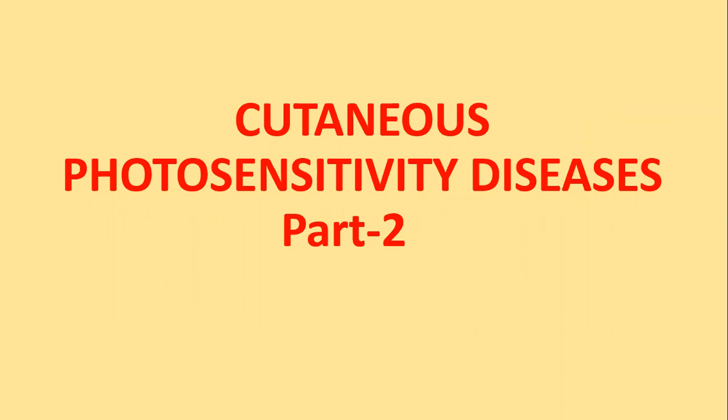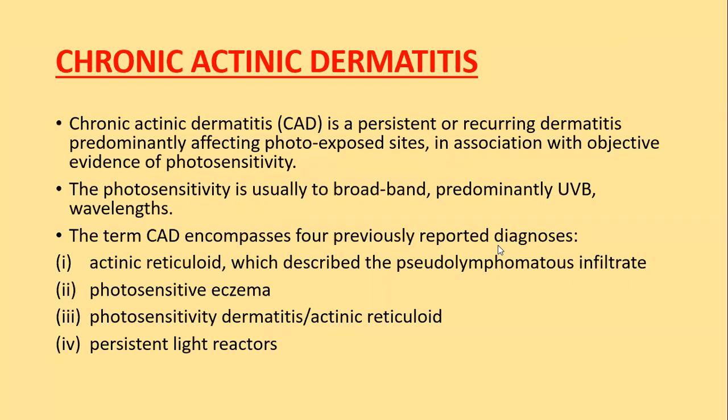Today is part 2 of my lecture on cutaneous photosensitivity diseases. In the last lecture, I discussed three important primary photosensitive diseases, that is polymorphic light eruption, juvenile spring eruption, and actinic prurigo. So in this lecture, I am starting with chronic actinic dermatitis.